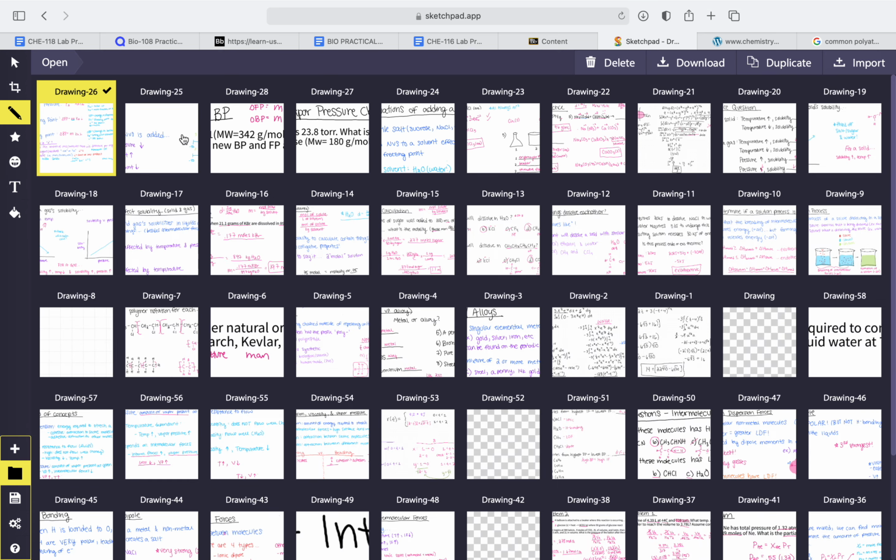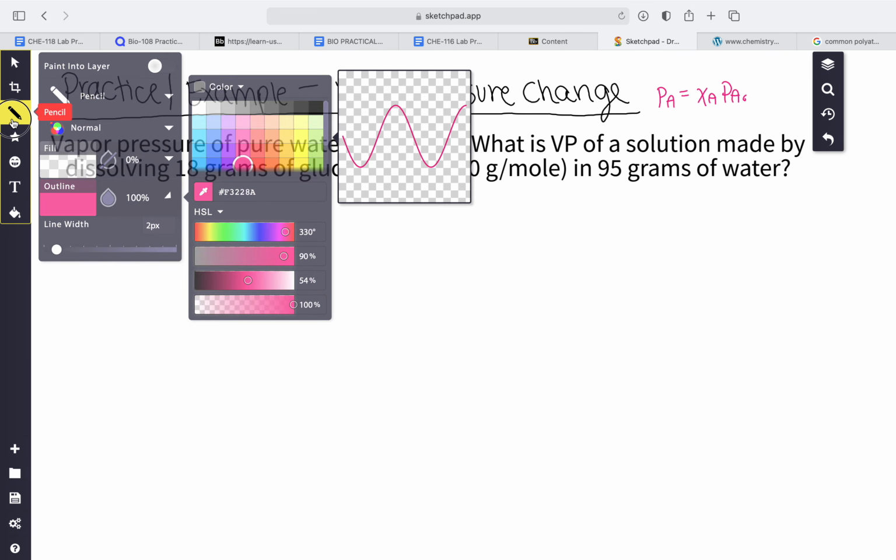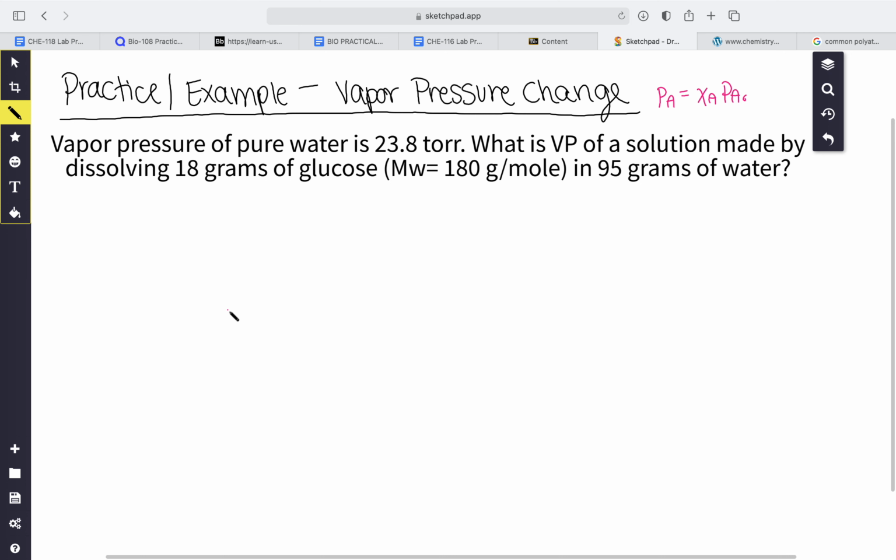Okay, so let's get into some practice problems. So the first one is a vapor pressure practice problem. So it says that the vapor pressure of pure water is, all right, so I'm going to put this, pressure of H2O is equal to 23.8 torr. What is the vapor pressure of a solution made by dissolving 18 grams of glucose in 95 grams of H2O?